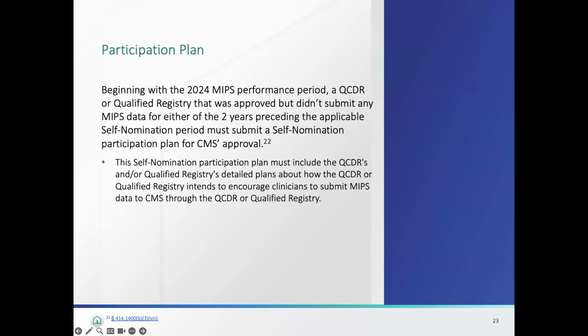Beginning with the 2024 MIPS performance period, a QCDR or qualified registry that was approved but didn't submit any MIPS data for either of the 2 years preceding the applicable self-nomination period must complete a self-nomination participation plan for CMS's approval. This self-nomination participation plan must include the QCDR's and/or qualified registry's detailed plans about how the QCDR or qualified registry intends to encourage clinicians to submit MIPS data to CMS through the QCDR or qualified registry.